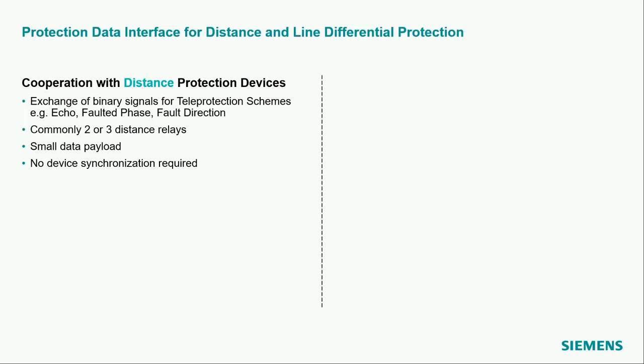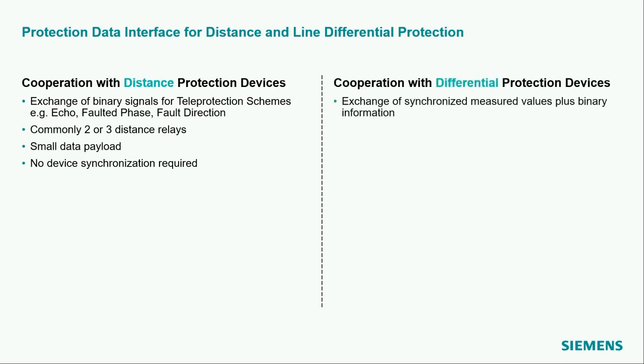Let's compare this with the use case line differential protection. Here we exchange synchronized measured values plus binary information. Protection schemes with up to 6 devices are possible. Since we are not only transmitting binary information, the data payload is high. To make the currents from all ends comparable, we need an accurate synchronization for the measured values.